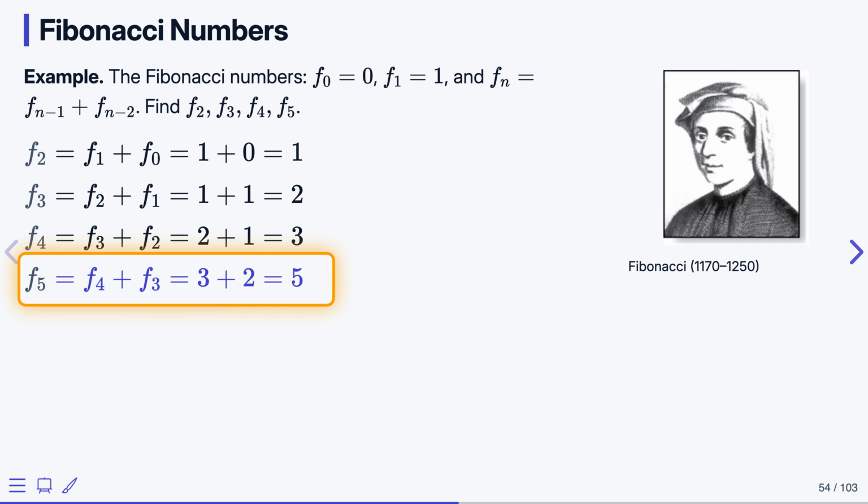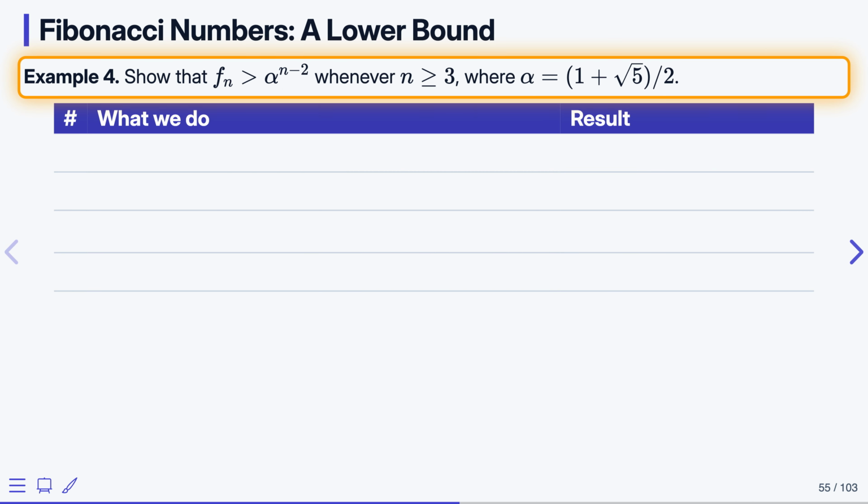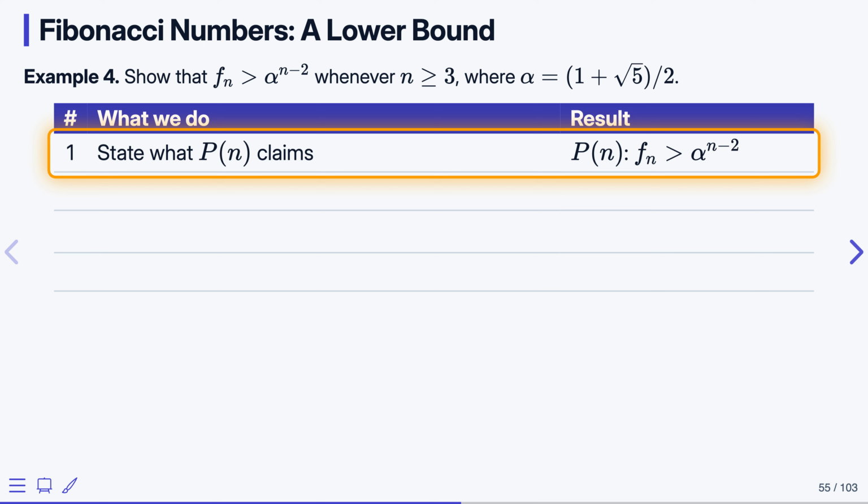In Chapter 8, we use these numbers to model how rabbits grow in number. Next, we prove a fact about them with strong induction. Alpha here is 1 plus the square root of 5, all over 2. We show that f sub n is greater than alpha to the power n minus 2 whenever n is at least 3. Step 1. Write p of n down. It says f sub n is greater than alpha to the power n minus 2.